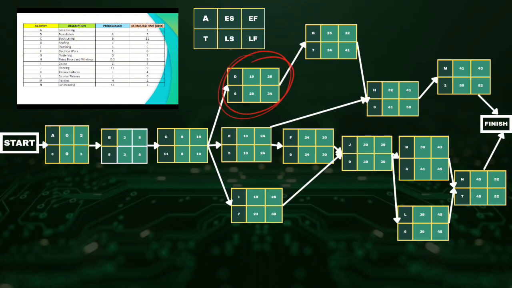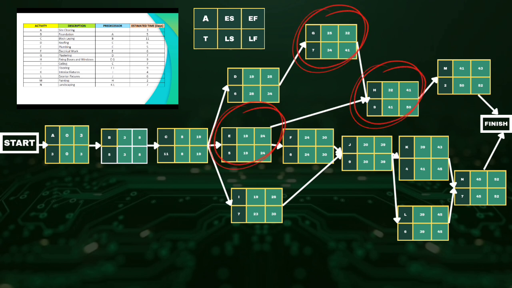First is activity D: 6 plus 19 is 25. For activity E, 5 plus 19 is equal to 24. While in activity I, 7 plus 19 is 26. To continue, activity F has 24, so 24 plus 6 is 30. Activity G requires activity D, which has 25 as the earliest finish time. 25 plus 7 is 32.